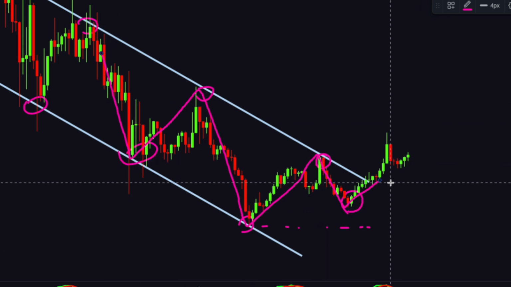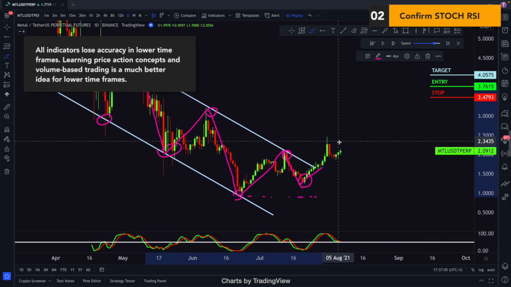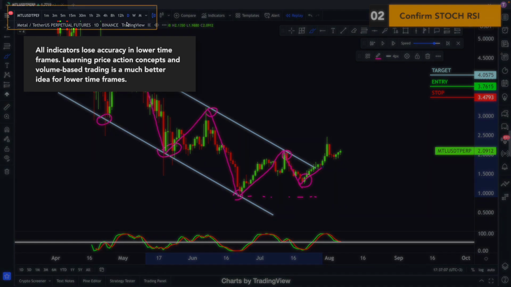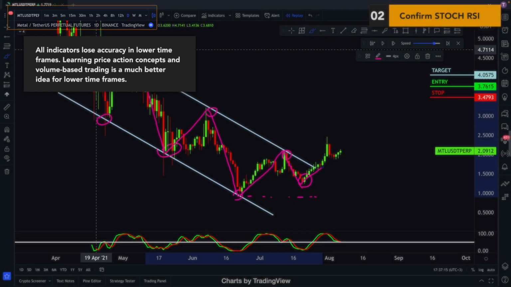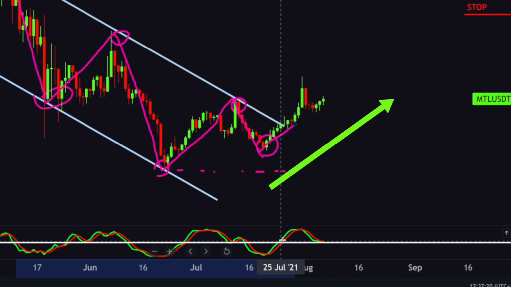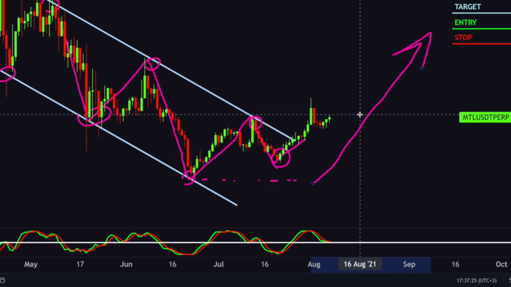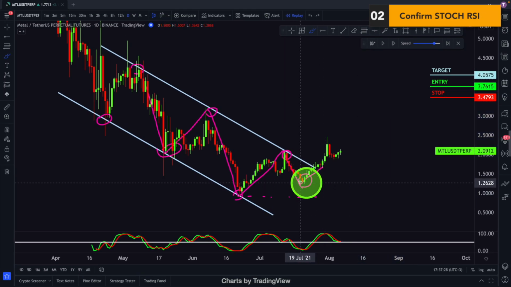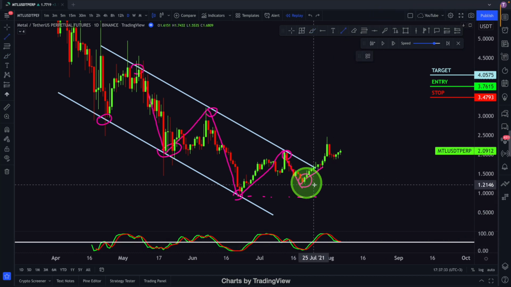Step 2. Confirm stock RSI crossover. I enjoy using this indicator. It just works really well on high time frames like 1 week, 1 day, or 4 hours. It loses accuracy with lower time frames. This step is optional. However, seeing a crossover under the 50 line with the right shoulder here indicates to me that buyers are gaining power. So, I have my first higher low and stock RSI crossover under the 50 line. I feel more comfortable before entering a trade.